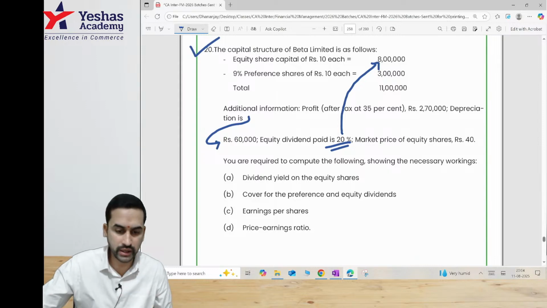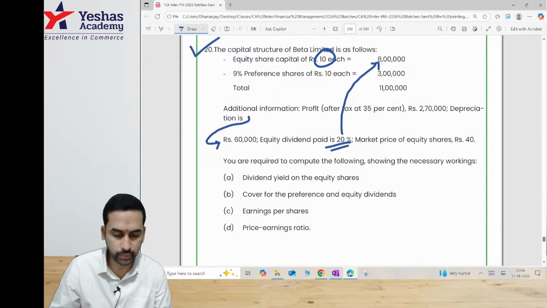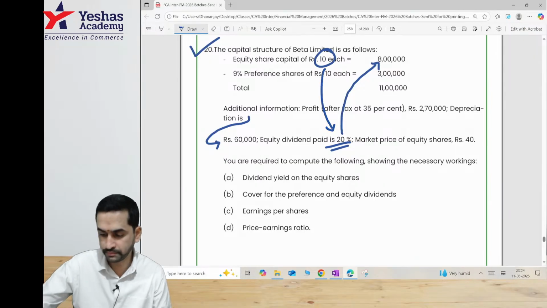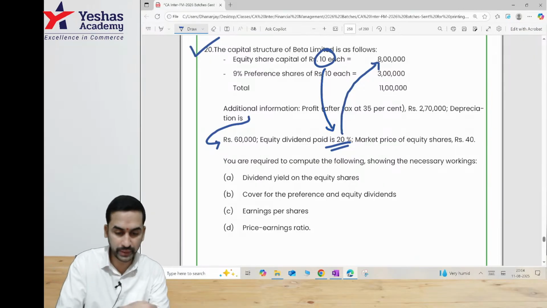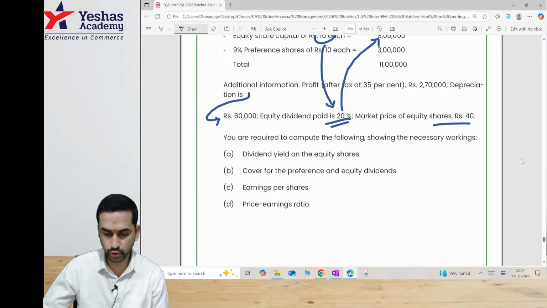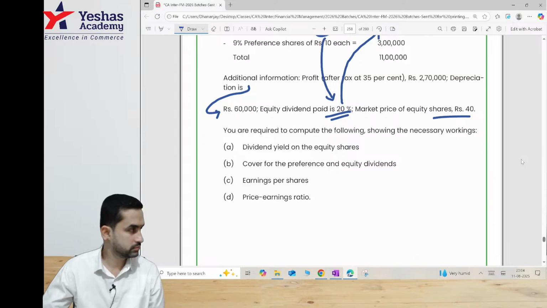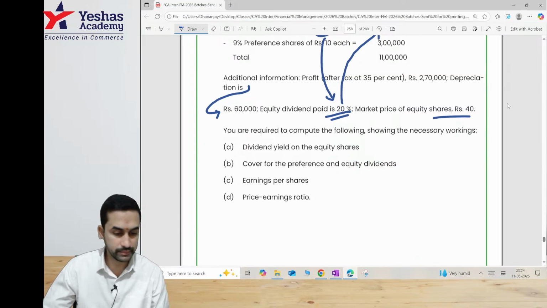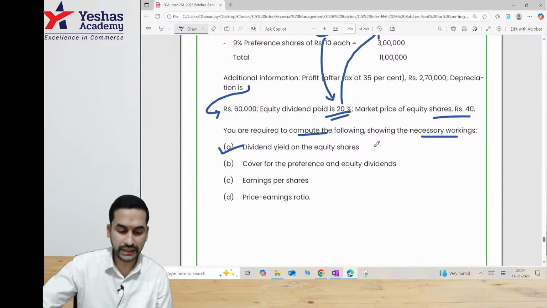If I want per share, how much is the par value? 10 rupee. On 10 rupee, you apply 20%. You will get 2 rupee. Market price of the share 40 rupee. You know how to get the market price of the share. Correct? Available market price on that day. Yes, you are required to compute the following, showing the necessary workings. First, they want you to do dividend yield.